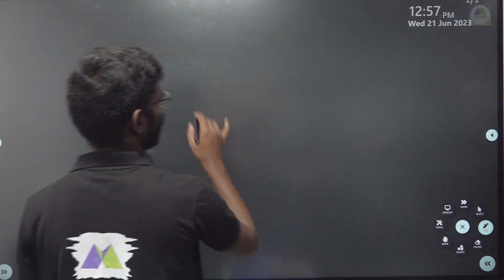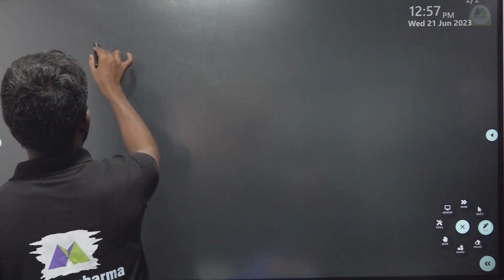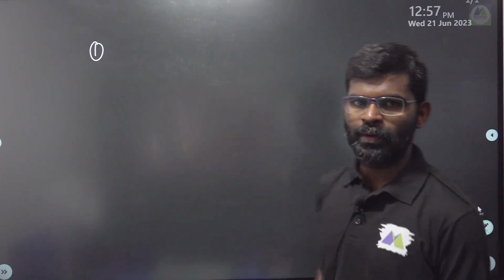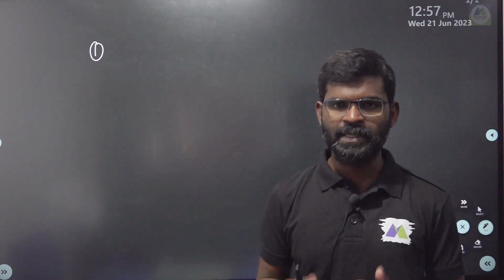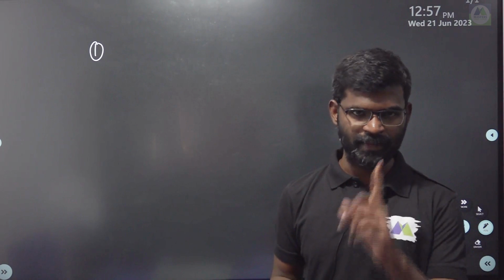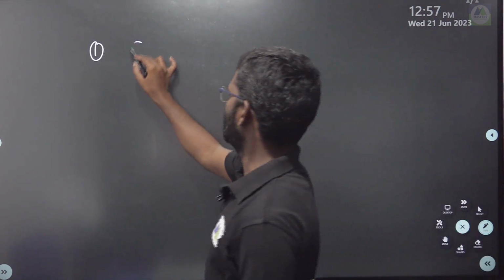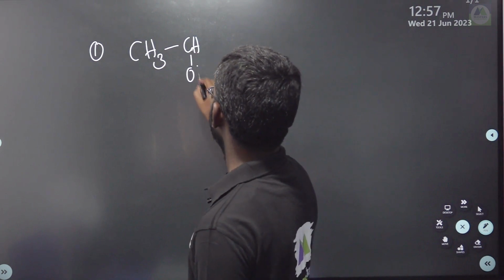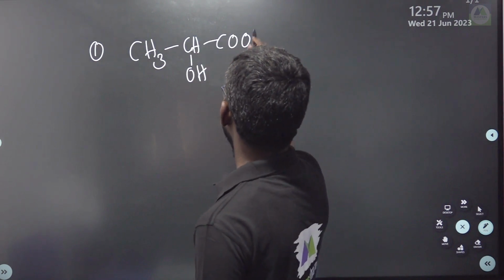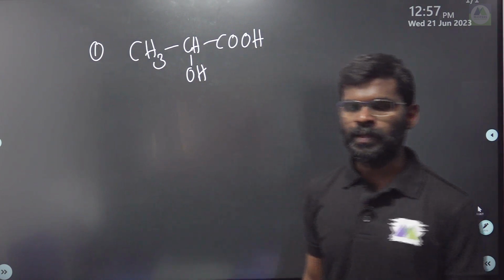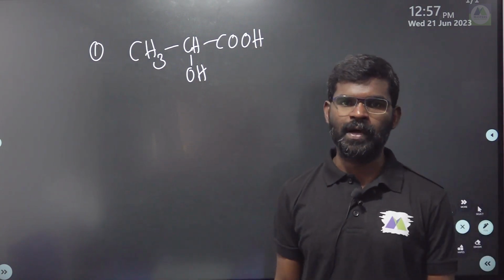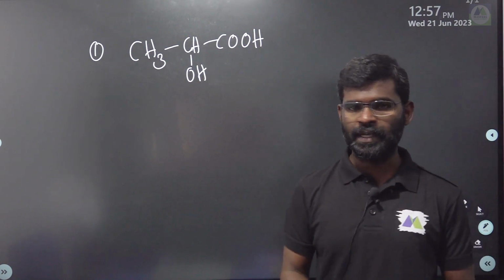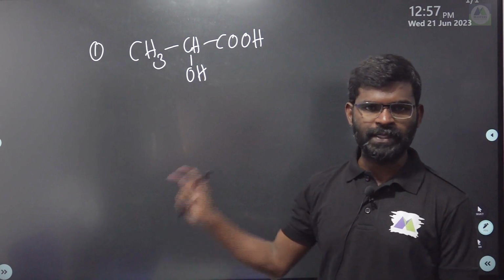So first, how can we find out? In this rule, we have to find out whether the given structure contains a chiral center or not. For example, this is the compound CH3, CHOH, COOH. The question is to find out the RS configuration of the given compound.